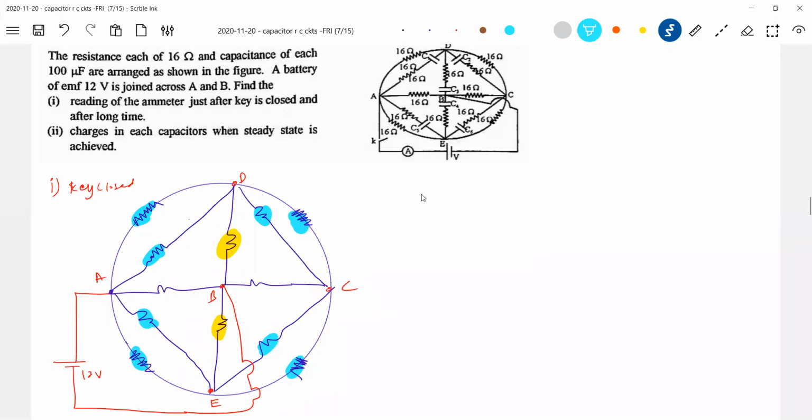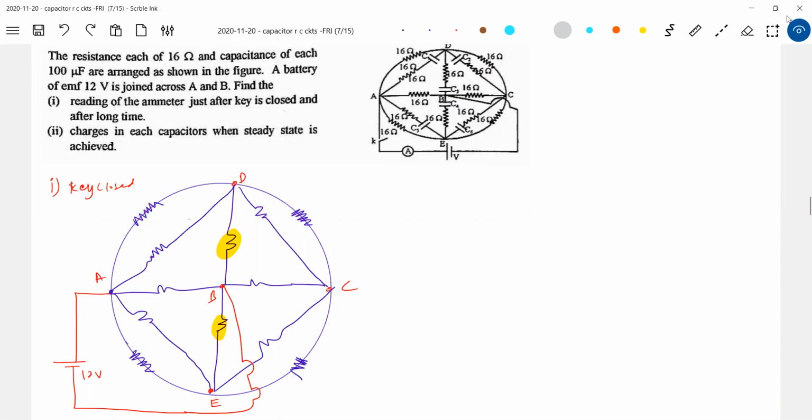So 16, 16, this will be 4, 4 by 16. So the equivalent circuit will be, oh, wait. Between AB, no, it is asking, not C. Not this one. The cell is connected at B. No, between these two points, you have to come. I think you have to simplify the circuit here. I'll change colors.